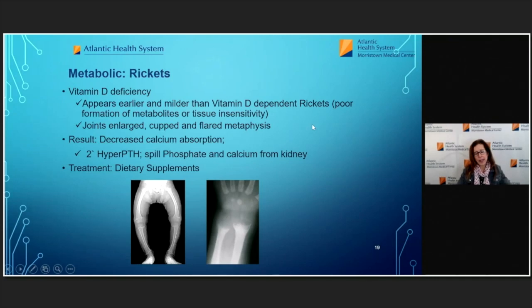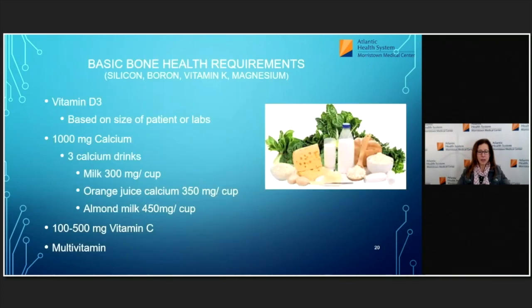And the result is decreased calcium absorption, secondary hyperparathyroidism. The patient is spilling phosphates and calcium from the kidney, and they need to be treated with dietary supplements, including vitamin D, of course. So just to plug basic bone health here, you want your patients to be getting vitamin D3 based on the size of the patients or their labs if they're particularly low. Even in babies, they really don't get enough in formula, and they should be given vitamin D3 drops, and certainly more as the patients are larger in size.